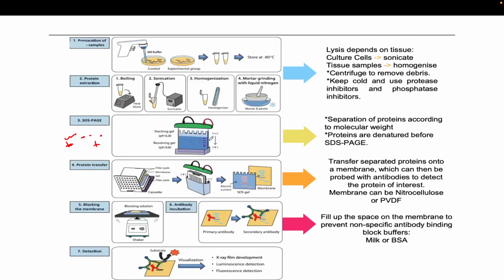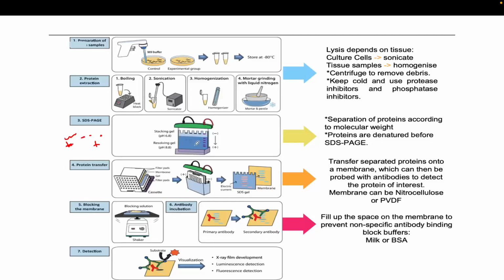Now when you run it on the polyacrylamide gel, the proteins migrate based on molecular weight, not on the basis of charge. If the molecular weight is higher, it will migrate slowly. If the molecular weight is very low, it will migrate fast.